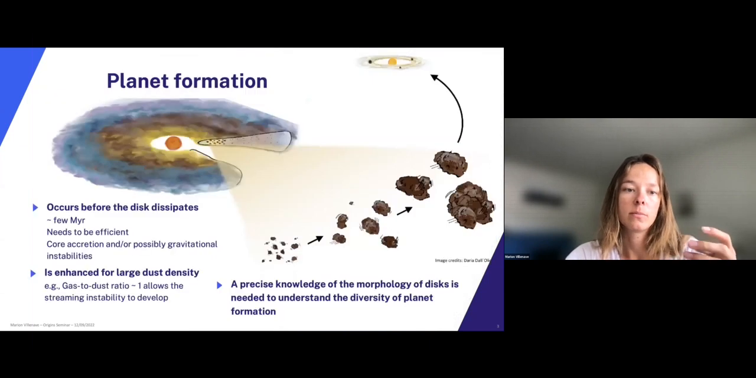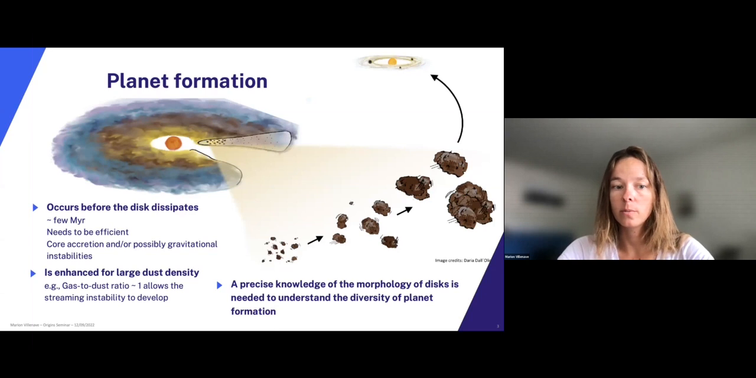And so, as I said, planet formation needs to be efficient because it needs to occur before the disk has dissipated in a few million years. The standard scenario we assume for planet formation is the core accretion scenario that I described, where small particles can collide and then stick and then grow to bigger sizes.